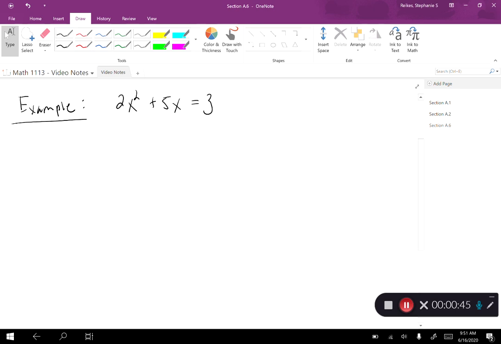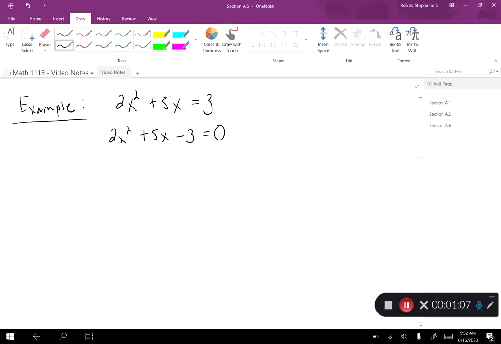If I have 2x squared plus 5x equals 3, and we want to solve, the first thing I need to do is set my equation equal to 0. So subtracting 3 to the other side, I'm going to get 2x squared plus 5x minus 3 equals 0. I'm going to solve by factoring.